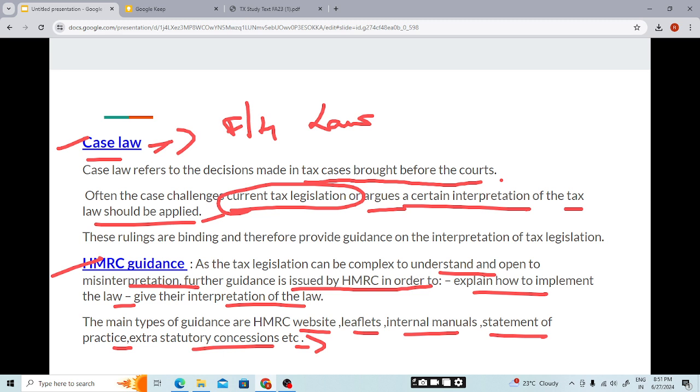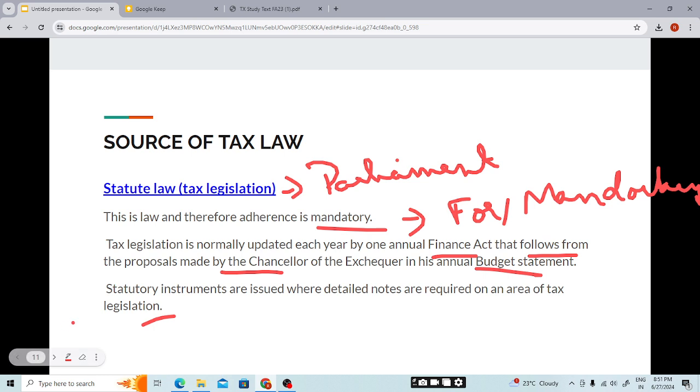If you pay some charity, you will not be taxed. If you open an individual savings account, you will not be taxed on a particular amount and particular interest you receive from it. So these are the sources of tax law.